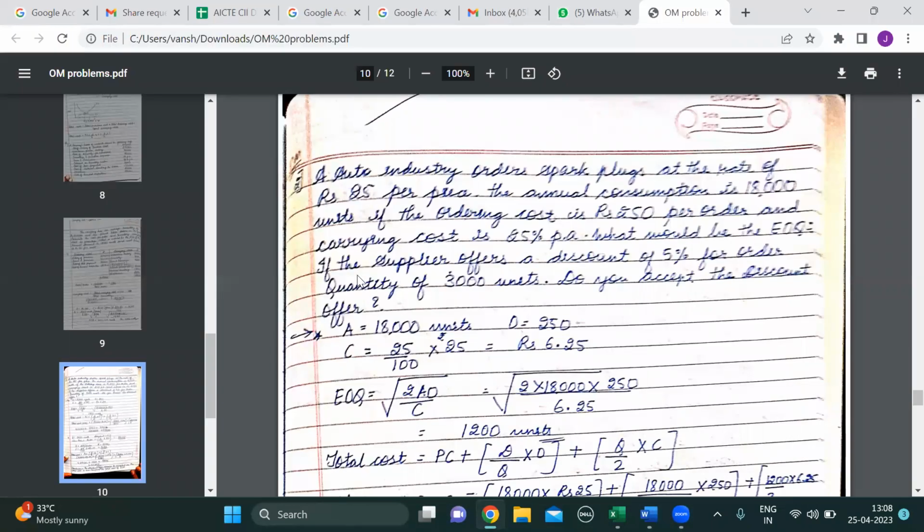First, what would be the EOQ if the supplier offers a discount? What would be the EOQ? First question: if the supplier offers a discount of 5% for order quantity of 3,000 units, do you accept the discount order? First, we'll find the EOQ.